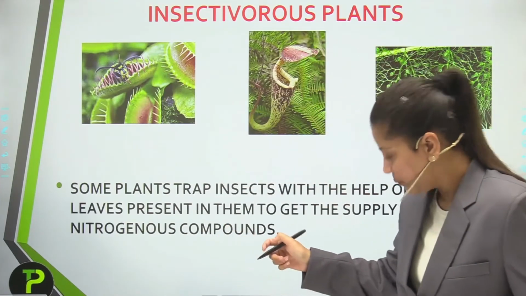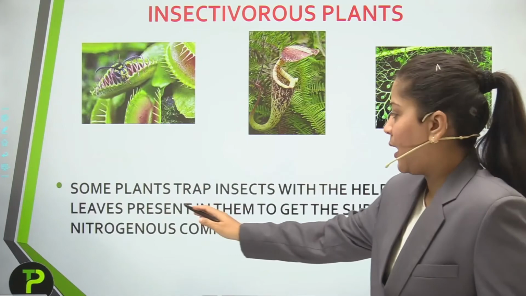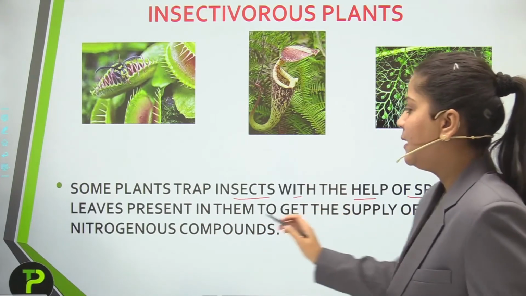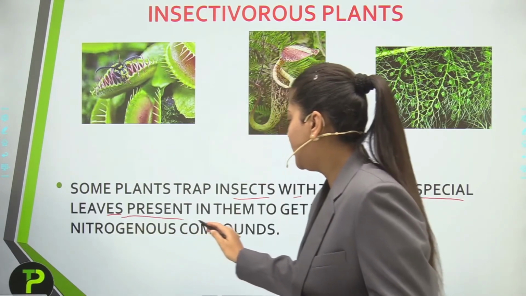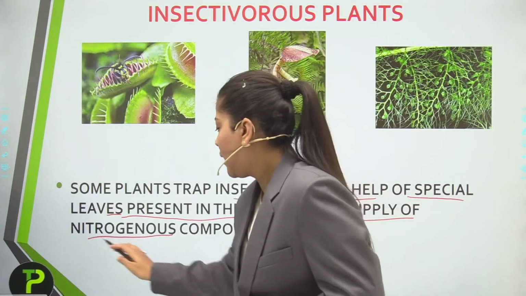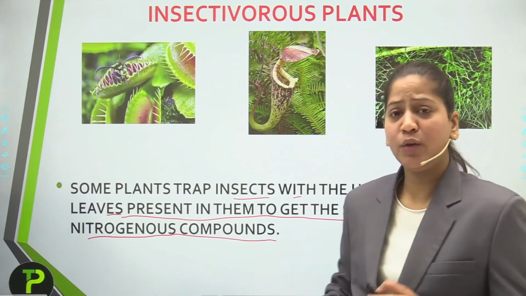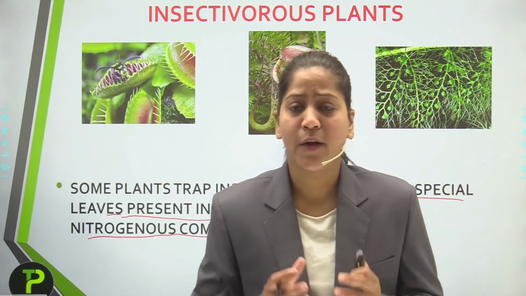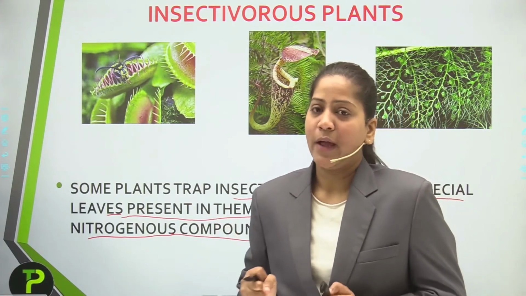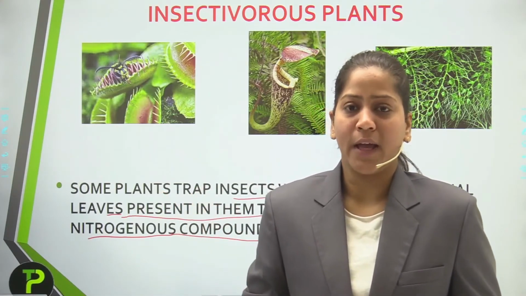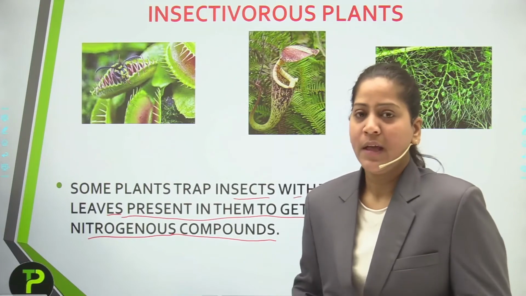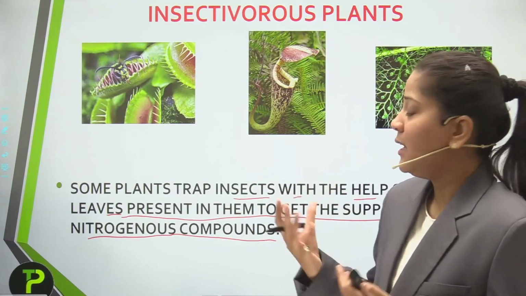Some plants trap insects with the help of special leaves present in them to get a supply of nitrogenous compounds. They do so because they need nitrogenous compounds and do not get them on their own, so they trap a fly or any insect to get nitrogenous compounds from them. They have a special leaf-like structure.